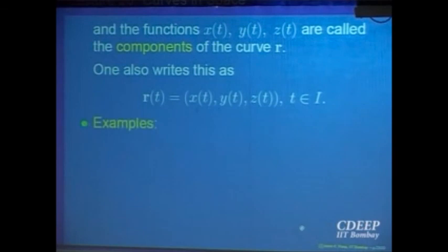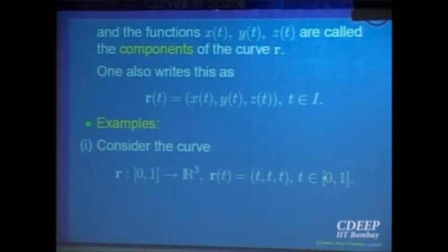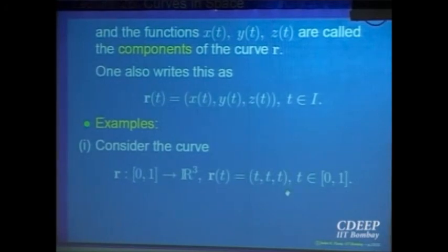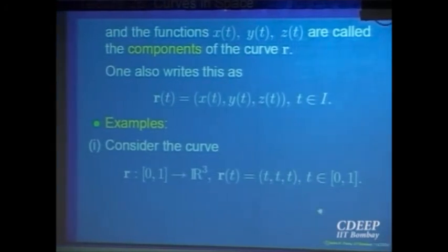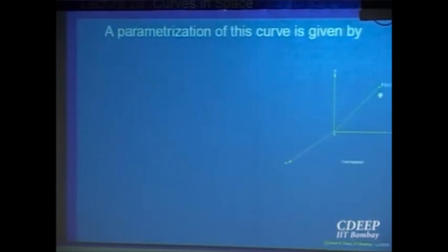Let us just look at two examples of this. For example, look at the curve with r(t) equal to (t, t, t). So at time t equal to 0, r(0) is equal to 0. So it starts at the origin, and as you move, it moves to the point (t, t, t), and the end point is (1, 1, 1). So you can see this is a straight line. So the path is the line segment starting at 0 and going up to (1, 1, 1). So this is the curve.